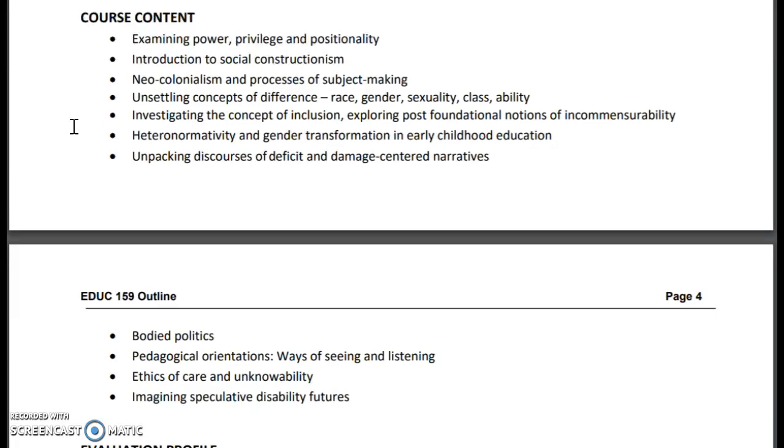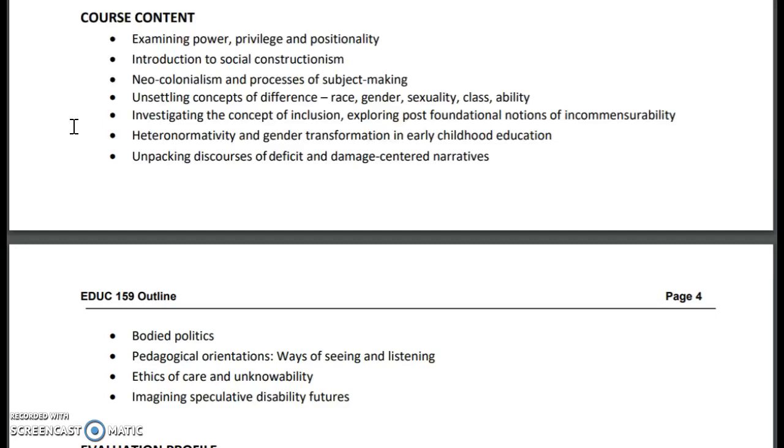We'll also be discussing neocolonialism and processes of subject making. We'll be unsettling concepts of difference by looking at race, gender, sexuality, class, and ability as they're socially constructed. We'll be investigating the concept of inclusion, not assuming that it is neutral or given, but really critically analyzing what is inclusion and what do the discourses that surround inclusion do. So we'll be exploring inclusion through a post-foundational notion, looking at incommensurability, diversity, and difference.